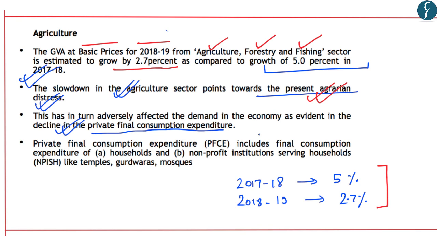And as already mentioned, this has also affected the demand in the economy with respect to Indian agriculture, which has also led to a decline in private final consumption expenditure. Now, private final consumption expenditure includes final consumption expenditure of households and non-profit institutions serving households like temples, gurudwaras, mosques, etc. So effectively, the editorial has highlighted the agrarian distress with respect to the GVA at basic prices for 2018-19. Moving forward to the manufacturing sector.